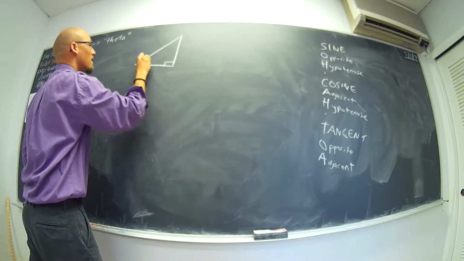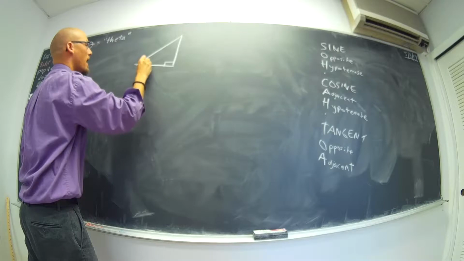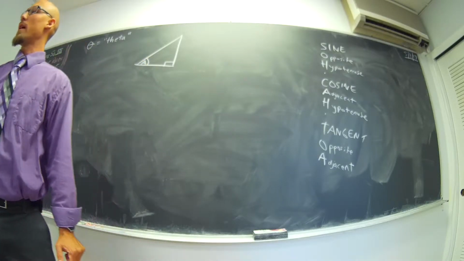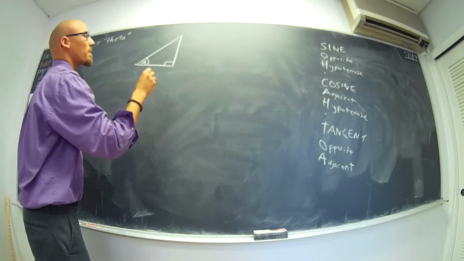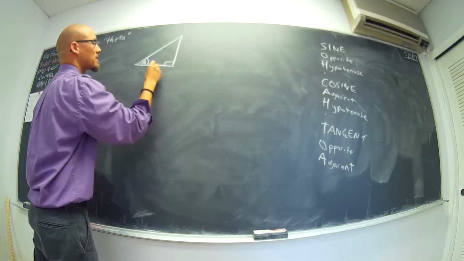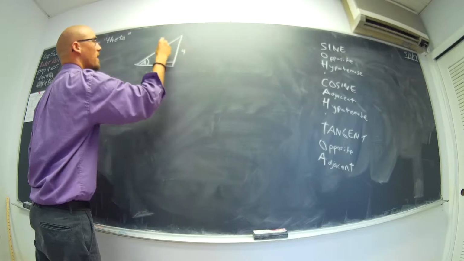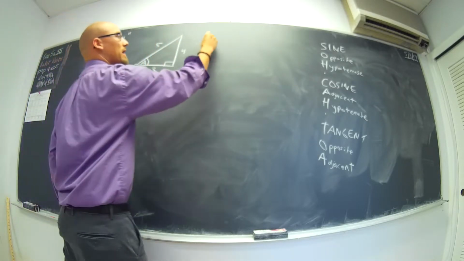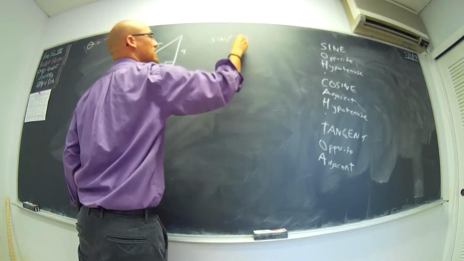So this is angle A. It could be theta or A. But yeah, let's just make this a 3-4-5 triangle, because those are my fave. And let's practice writing the sine, cosine, and tangent ratios.